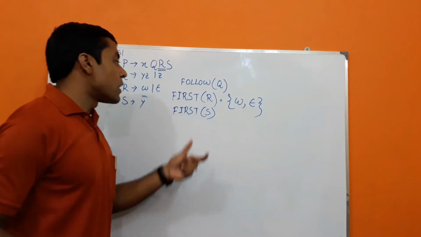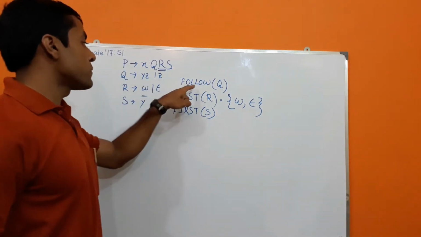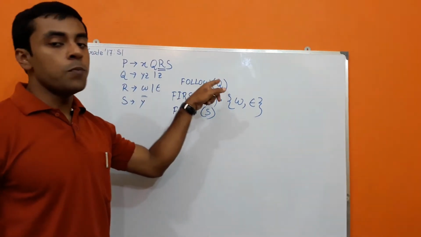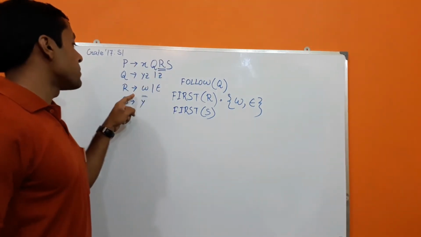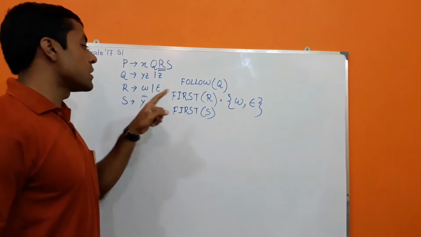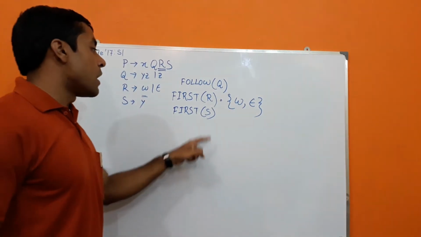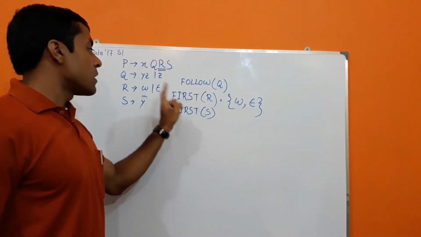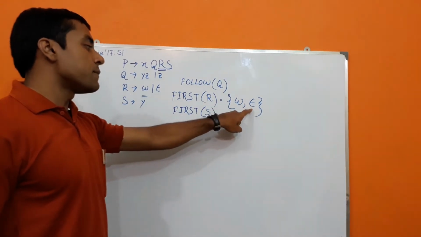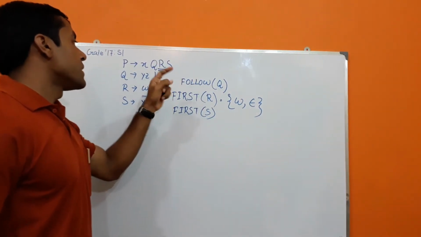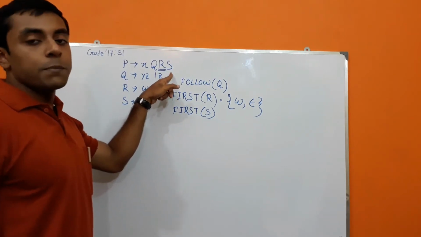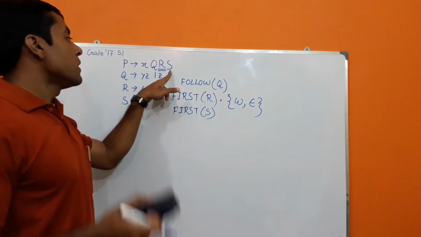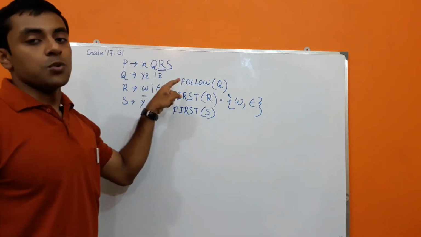Are you getting it? What we have done is, we have to find out the follow of Q. Now, the follow of Q is first of R. So, we have determined the first of R, which is nothing but W and epsilon. Now, as the first of R contains epsilon, R is nullable. That means if I replace R with epsilon, then we will get S here. That means we have to find out the first of S also.